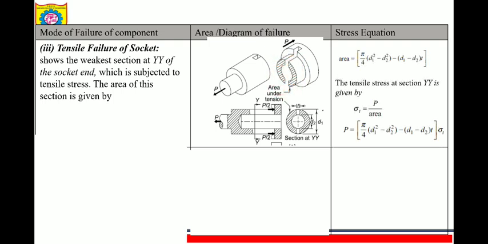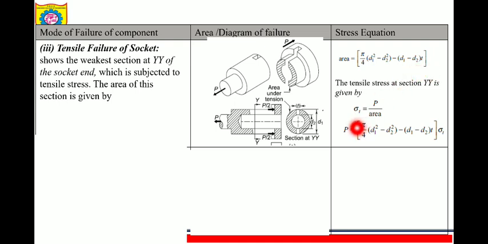Okay, so what will be the stress equation then? Area. So what will be the area? You can see for this area this diagram is used. At section YY, what is the area? The area of the shaded portion will be equal to pi by 4 d1 square minus d2 square, that is outer circle diameter minus inner circle diameter, minus (d1 minus d2) into t, the area of this blank portion. So I am getting the area of the shaded portion. This will be the area.